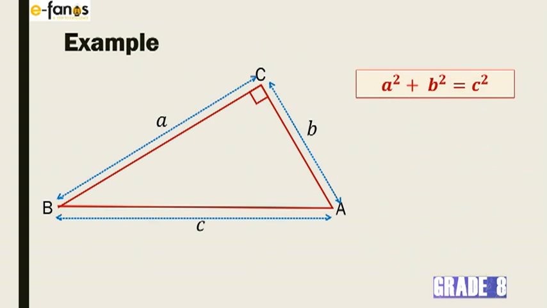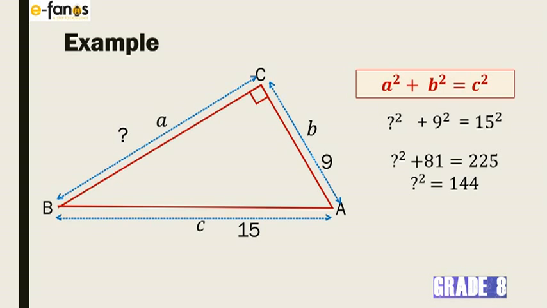Here's an example. Find the missing side in this triangle. We use the formula A squared plus B squared equals C squared. So something squared plus 9 squared equals 15 squared. So something squared plus 81 equals 225. So something squared is 144, and the missing side is 12. And just check that this looks sensible in the diagram.